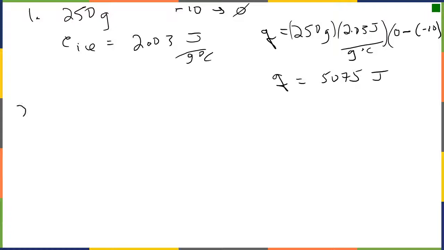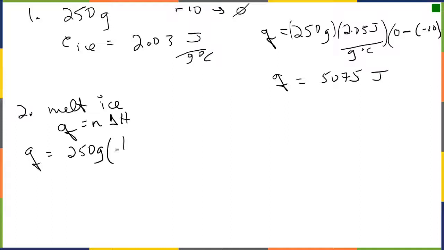That's step 1. Step 2, we're going to melt the ice. Well, to melt the ice, we're going to have to add the amount of heat required to melt, which is our delta H of fusion. That's also given. Our equation here is Q is equal to moles times delta H. And if we plug that in, our Q is going to equal our moles, 250 grams, 1 mole for every 18 grams, this is water, multiplied by our delta H, which is given as a value of 6.01 kilojoules per mole.